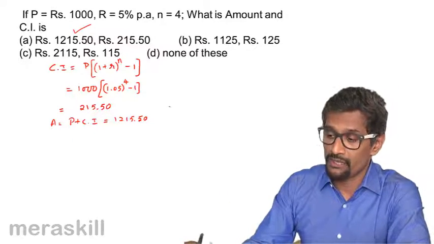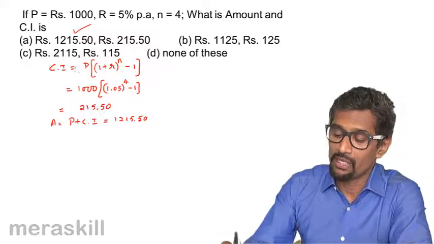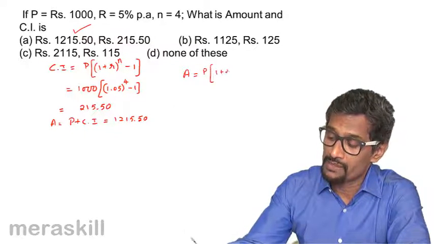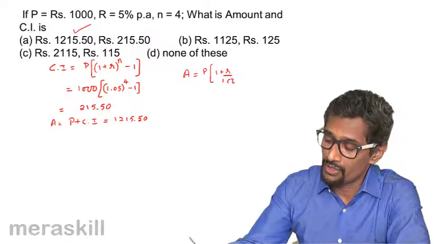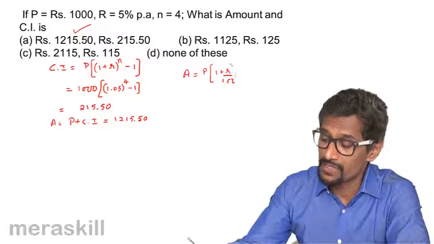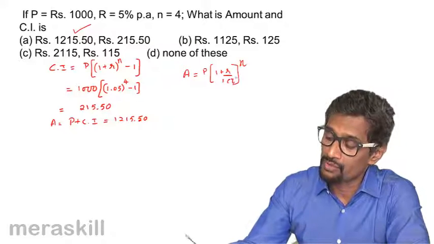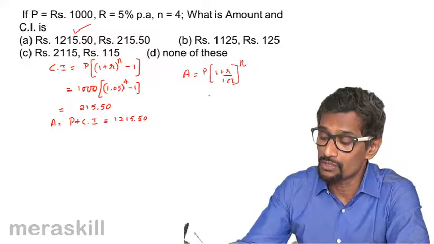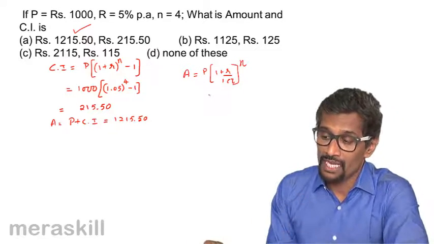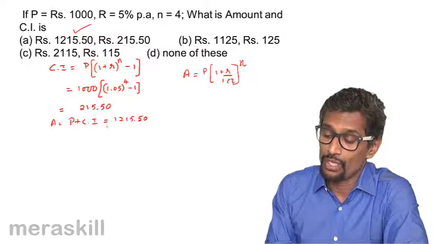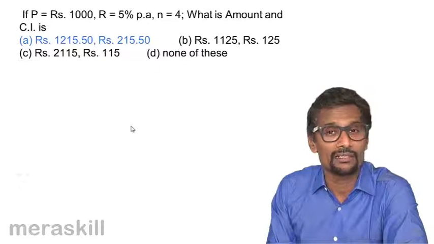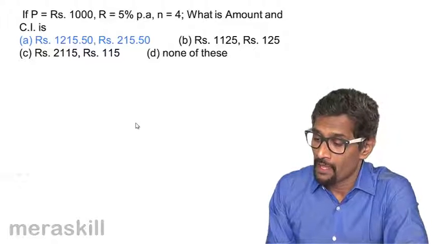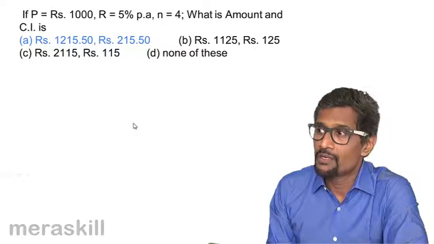Of course, there is another way of doing it. You can just calculate the amount as usual using A is equal to P into 1 plus R by 100, if you're leaving it as a percentage, raised to n, and after that from this value you subtract P. That will give you the compound interest. So we have the answer as 1215.50 and the compound interest is 215.50. Okay, so that was a simple problem.